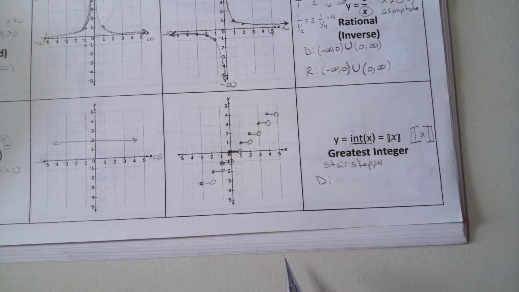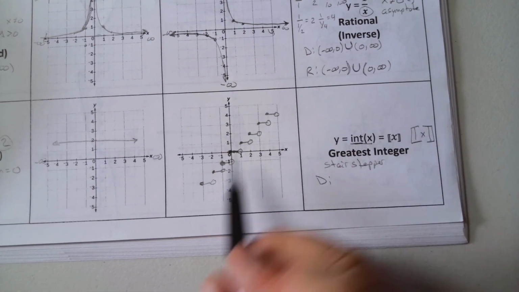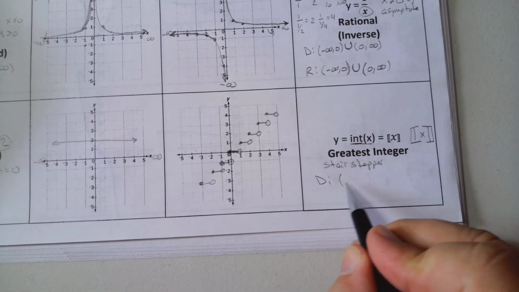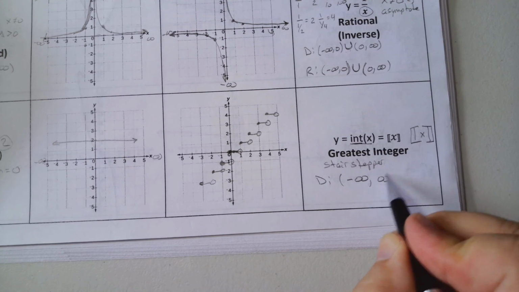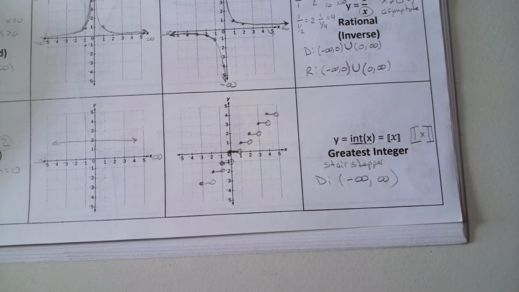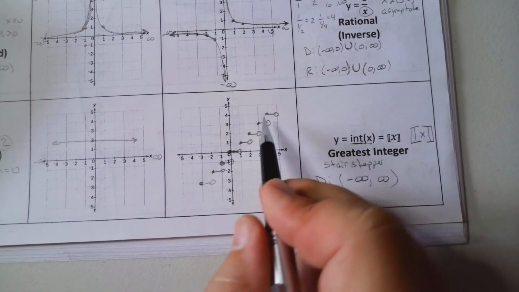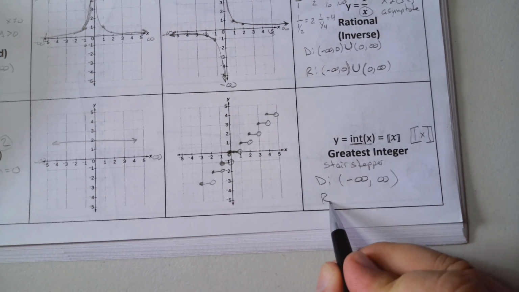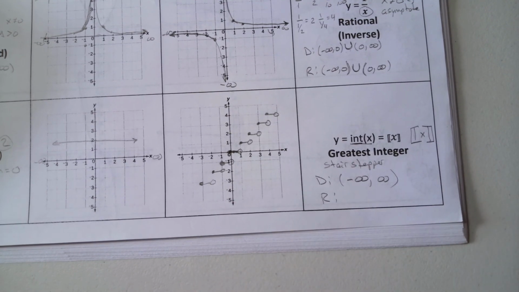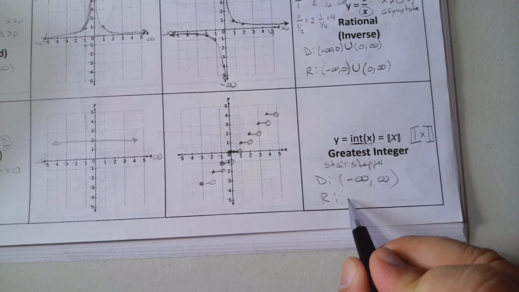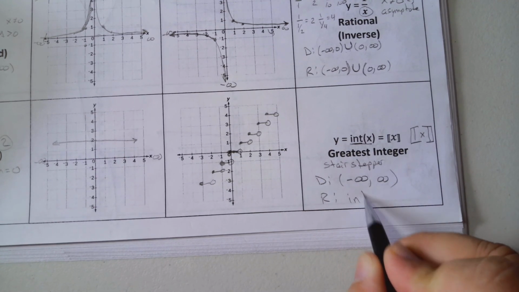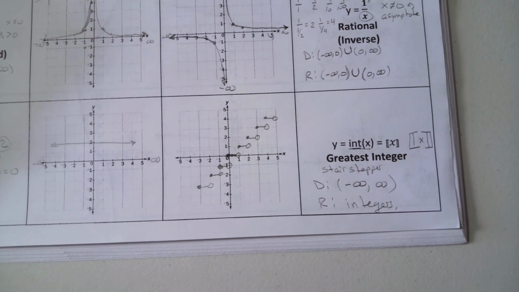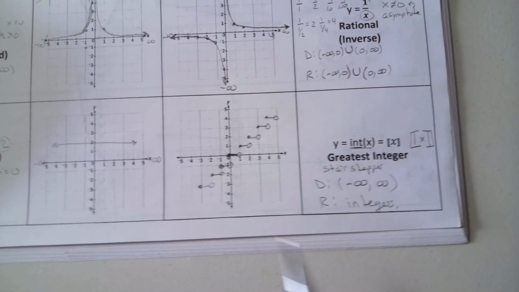The domain keeps on going forever and ever, and I never miss a number, so it goes from negative infinity to positive infinity. Even though it's not continuous, it doesn't miss a number. The range, on the other hand, is all the integers: 1, 2, 3, negative 1, 2, 3.